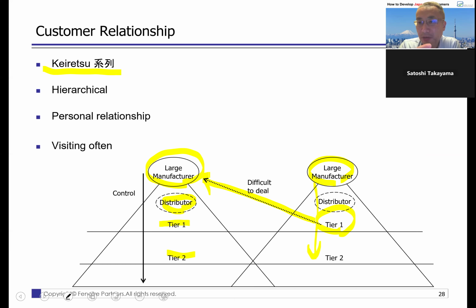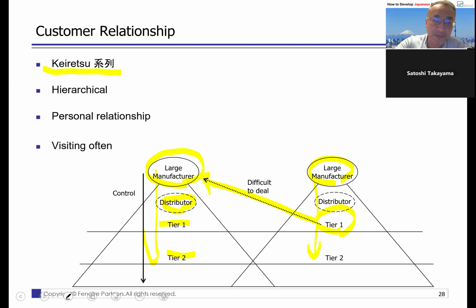And Toyota remains the keiretsu in a very strict way. So that's why when you target automotive companies, we don't recommend Toyota as your first priority, because it is really tough to start business with Toyota. So maybe Mazda, Subaru, Nissan, Honda will be somewhat easier than Toyota.